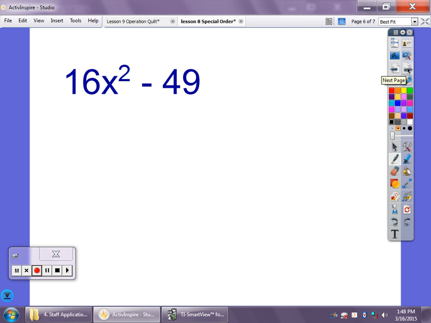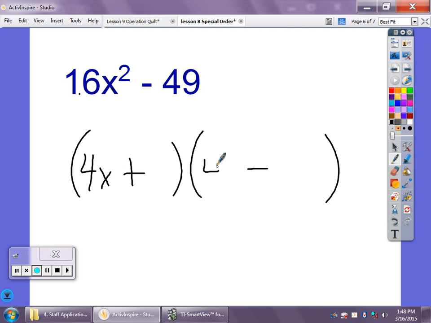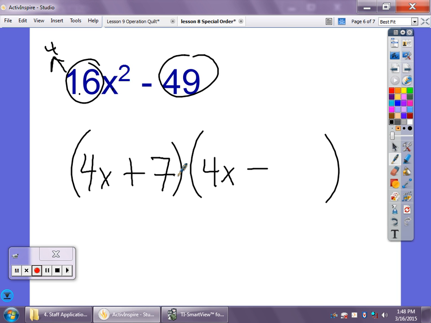Okay, the middle term is missing. That means I'm arguing. I can't meet in the middle. So I'm going to have a positive and I'm going to have a negative. Okay, 16x squared. How do I make that? With a 4x and a 4x. Square root of 16 is 4. How do I make 49? With a 7 and a 7. Again, when there's no middle term, my signs need to disagree. We're not meeting in the middle.